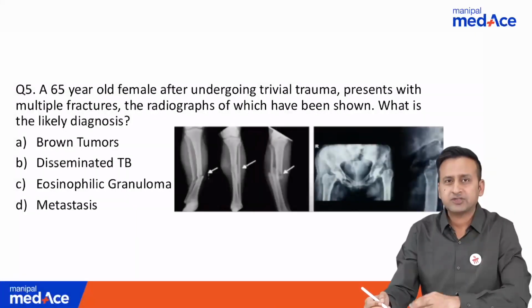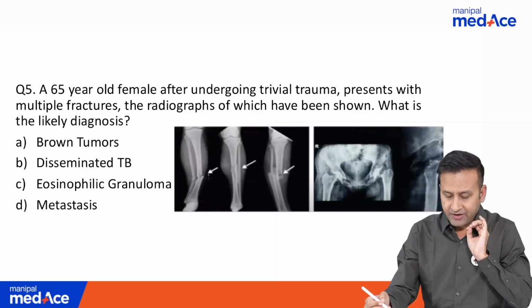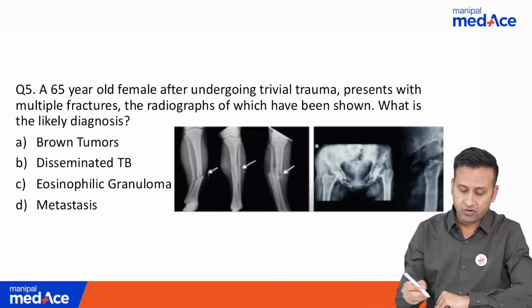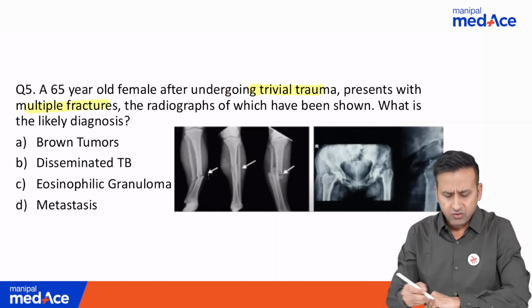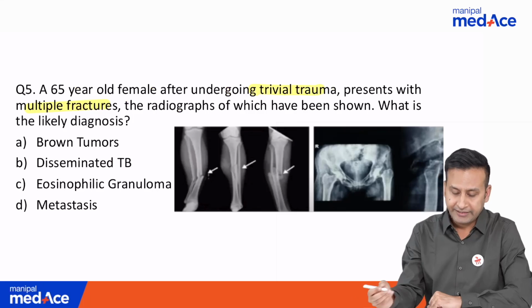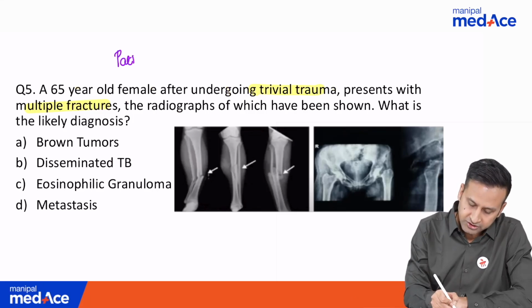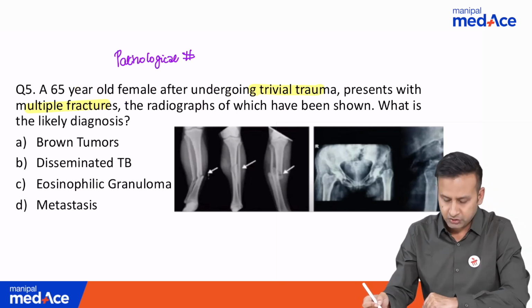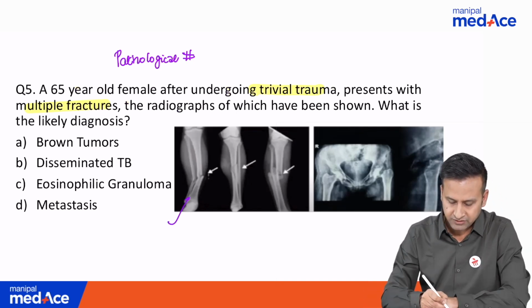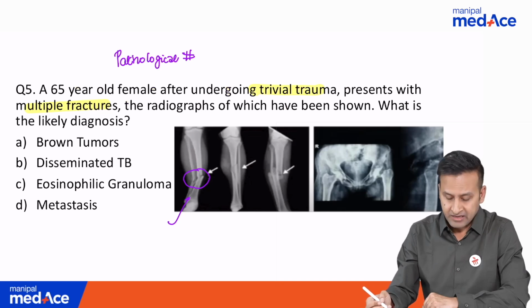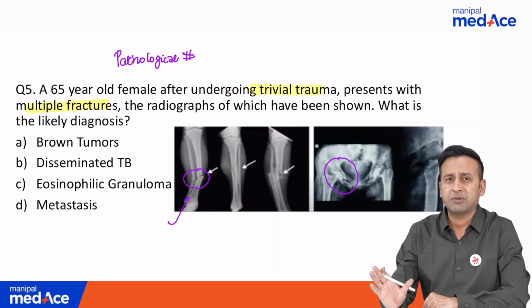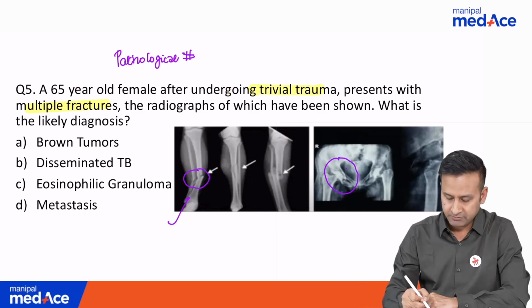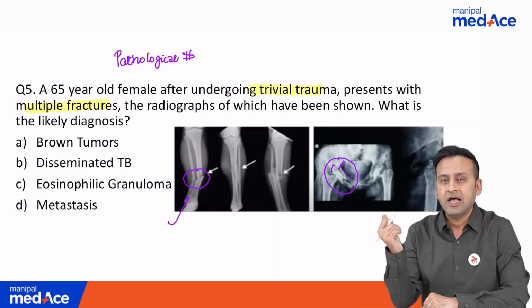Now, coming on to the next question, which was a bit controversial. A 65-year-old female, after undergoing trivial trauma, now the keywords are trivial trauma, presents with multiple fractures. So whenever you have fractures after trivial trauma, you know that you're dealing with a case of a pathological fracture. The radiographs of which have been shown. These are the radiographs in which there were fractures involving the femur and the tibia, and there was another radiograph in which you could see almost complete destruction of the femoral head along with some destructive lesion involving the iliac bone as well.